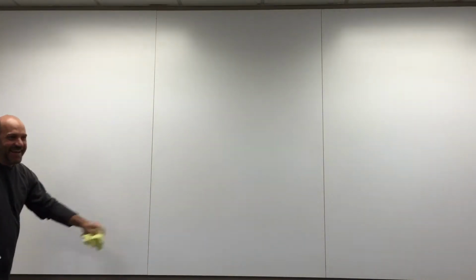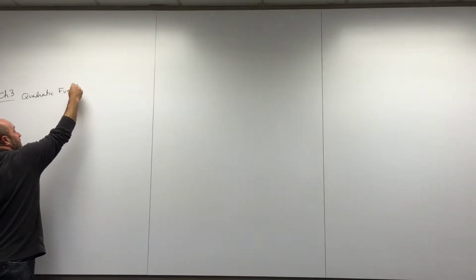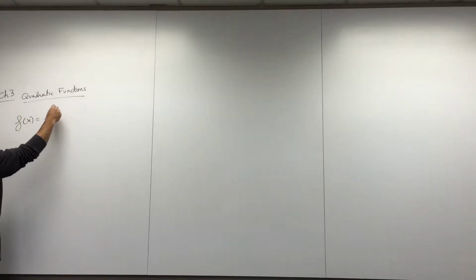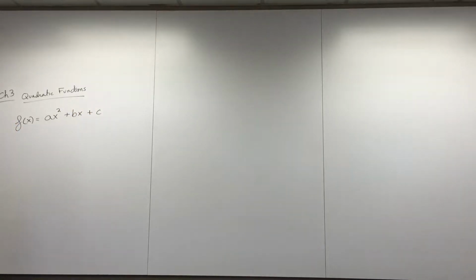And the topic is chapter 3, and it's quadratic functions. Here's a general quadratic function: f of x is ax squared plus bx plus c. The variable is x, and the other variable is y. Those letters a, b, and c are numbers. They're actually called the coefficients in front of each variable.